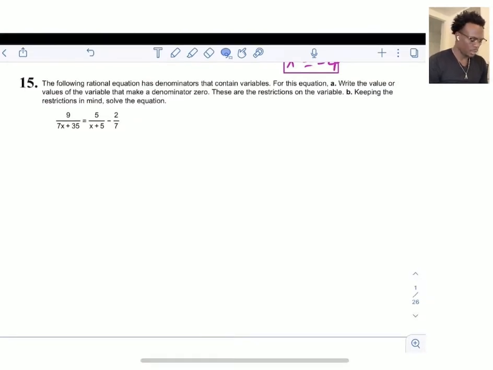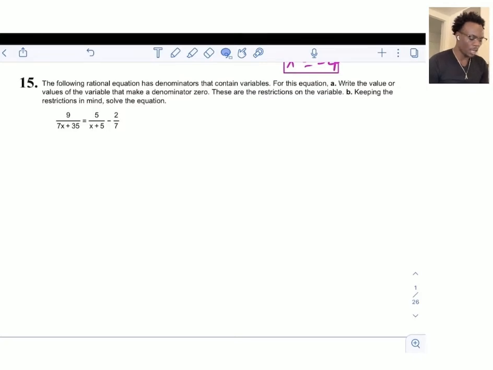Now number 15. The following equation has denominators that contain variables. For this equation, A, write the value or values of the variable that make the denominator 0. These are the restrictions on the variable. B, keeping the restriction in mind, solve the equation.